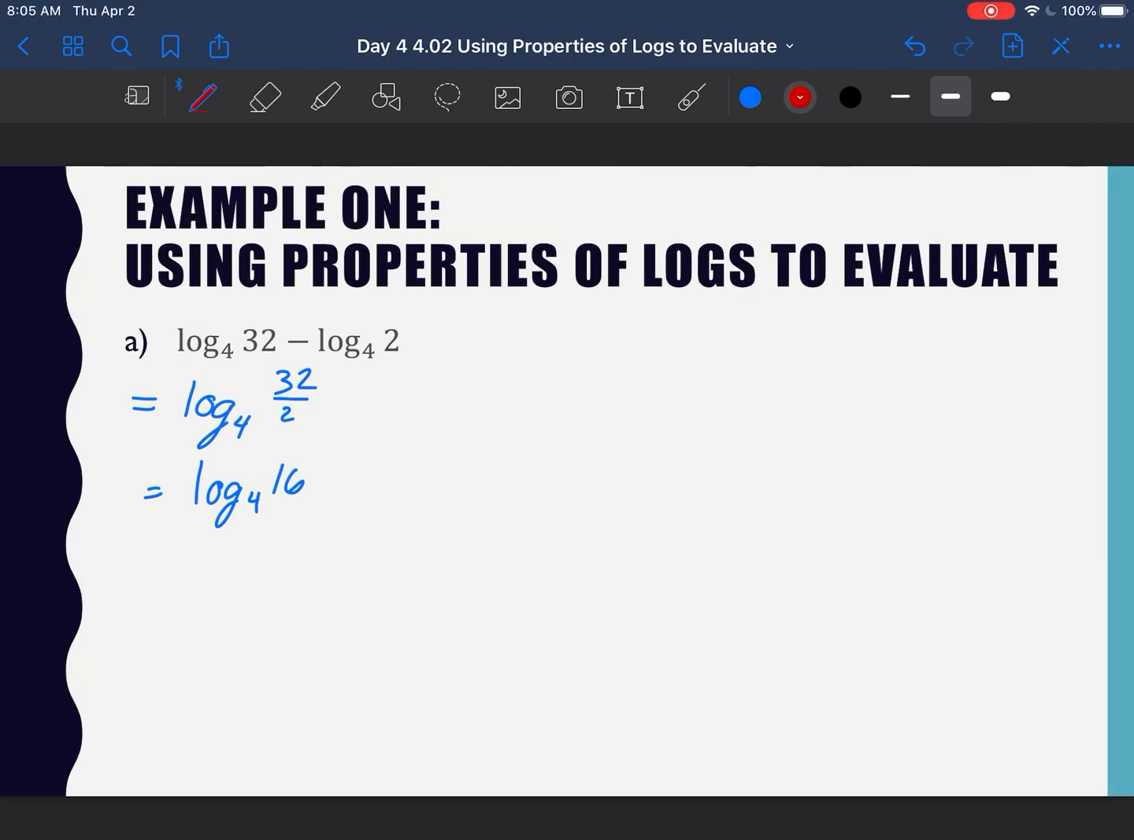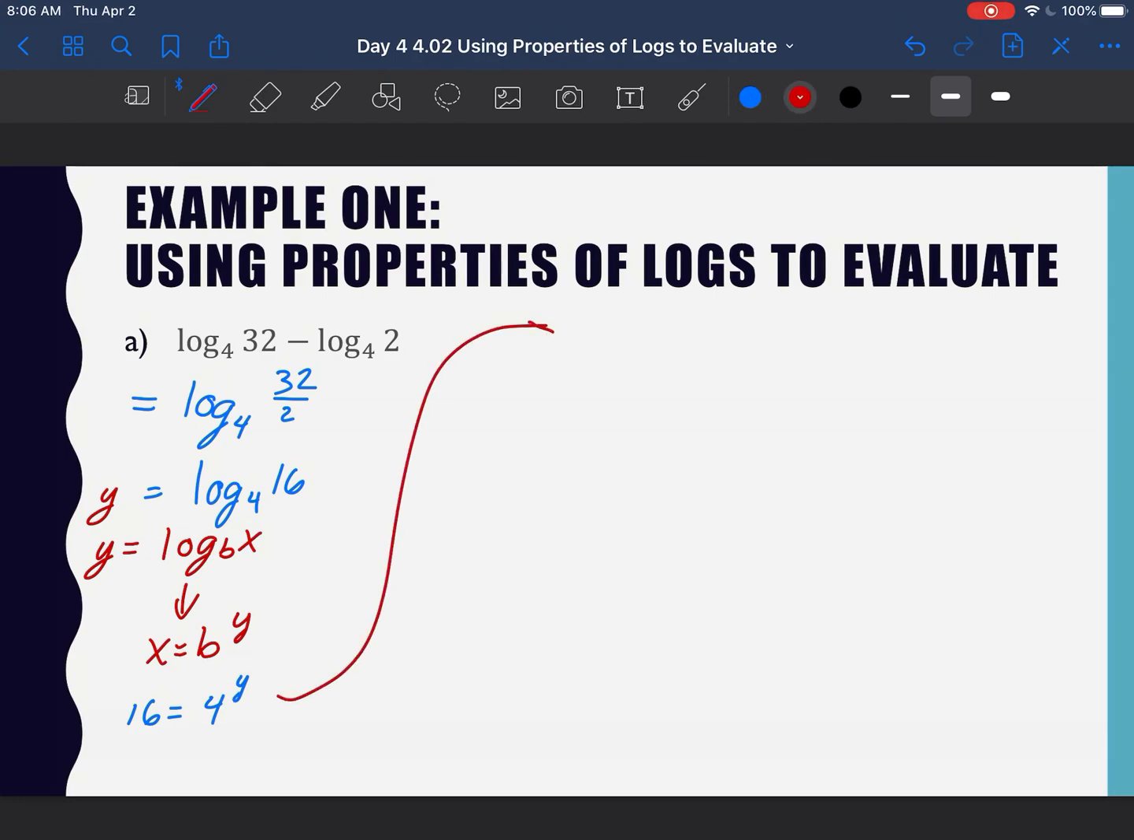And then that should look familiar because we've done those before the break, and even after the break we've done a couple of those. So write in the y equals, because that's what's missing. Then write the conversion, y equals log base b of x, and then that's going to convert to be x equals b to the y. So when you convert it, it's going to look like 16 is equal to 4 to the y power. So let me bring this back up over here. So 16 equals 4 to the y.